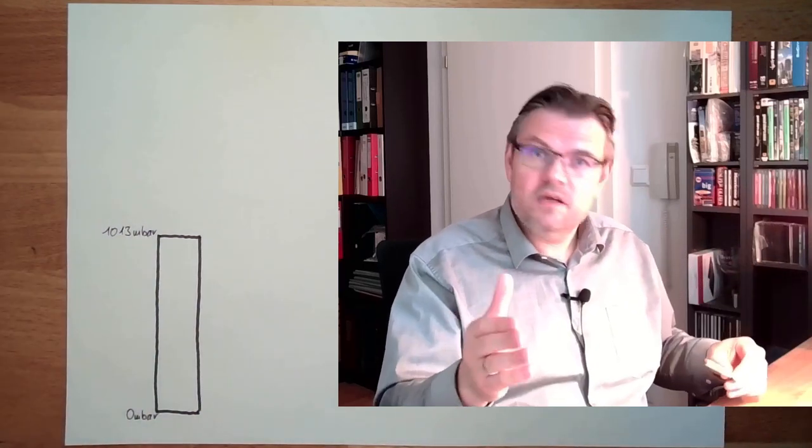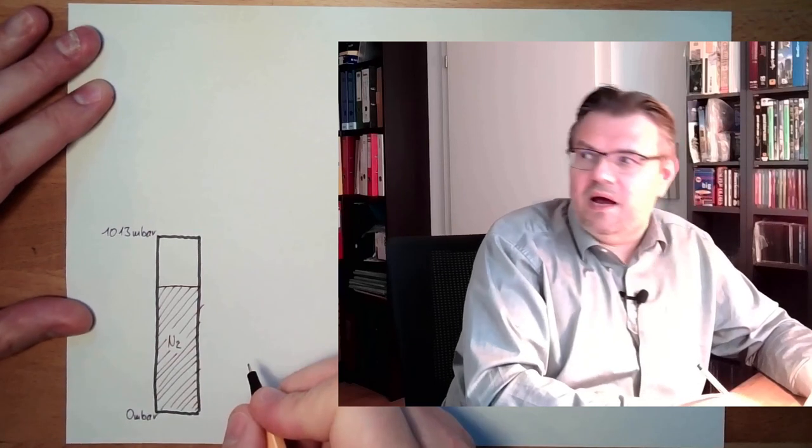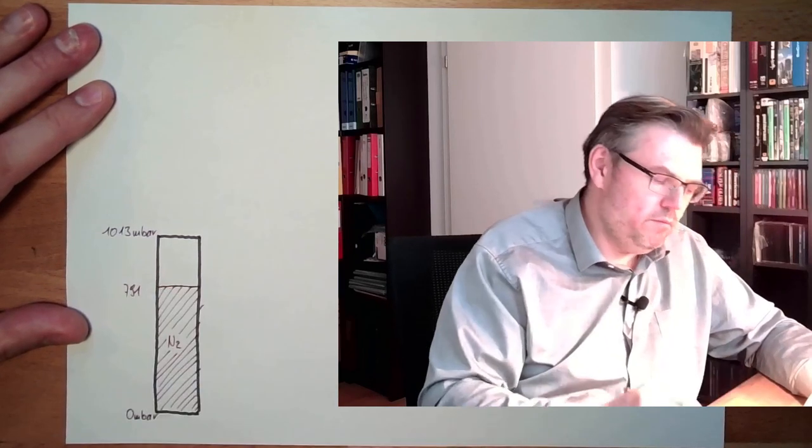So the biggest part is nitrogen. It's around 80%, 78%. So there is N2, and the partial pressure of N2 is around 78% of the total pressure. And this is, to be precise, 791 millibar.